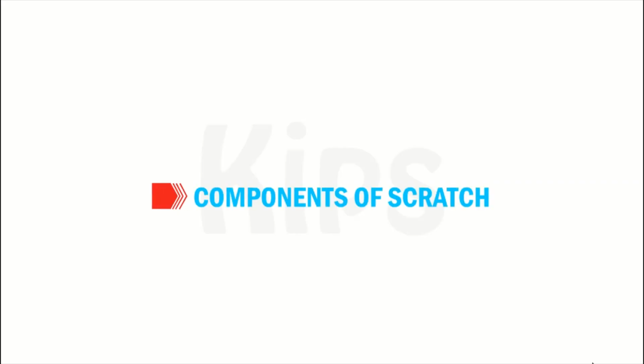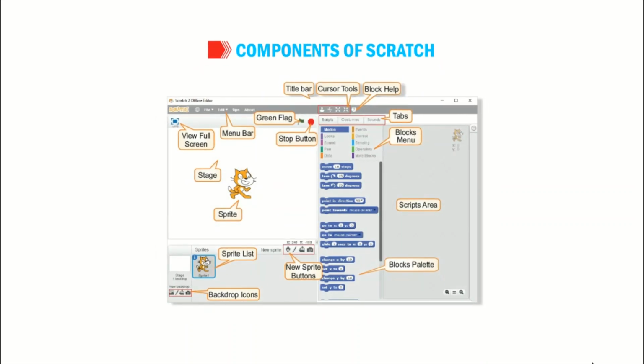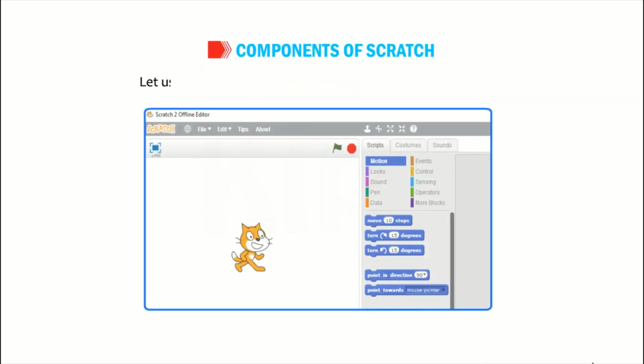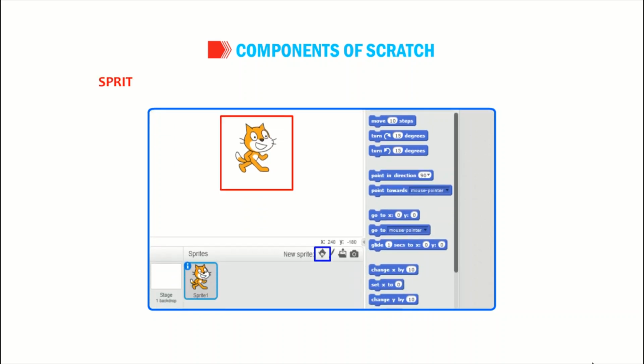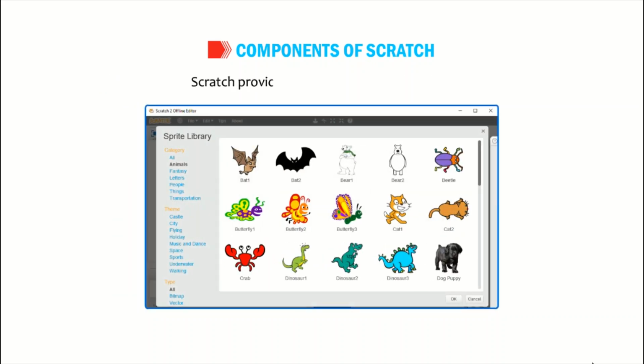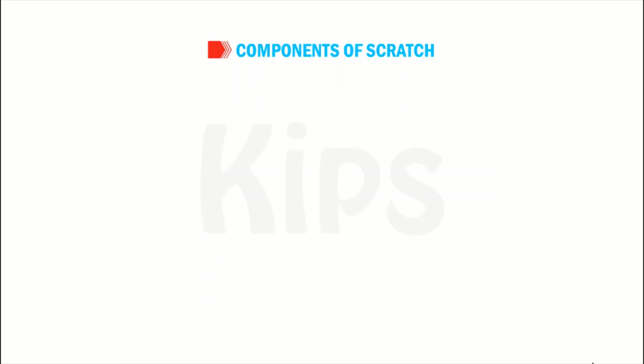Okay, let me tell you components of Scratch. Let us learn about various components of the Scratch window. Sprite. Sprites are objects that perform various actions in a Scratch project. Scratch provides a number of inbuilt sprites. By default, the cat sprite is selected and displayed in the middle of the stage.